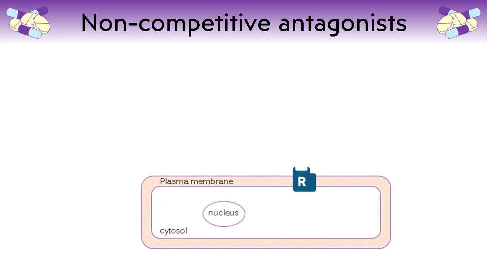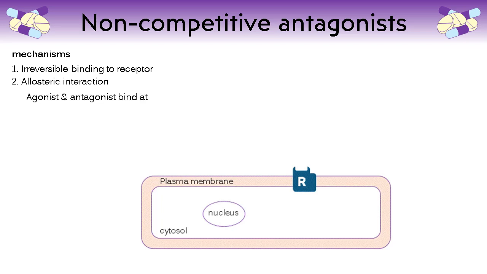This can occur by two separate mechanisms. Firstly, a drug can bind irreversibly to the receptor, permanently blocking it. But most non-competitive antagonists act allosterically. That means that they bind to a distinct site on the receptor protein from the agonist and work at a distance to prevent the agonist binding.